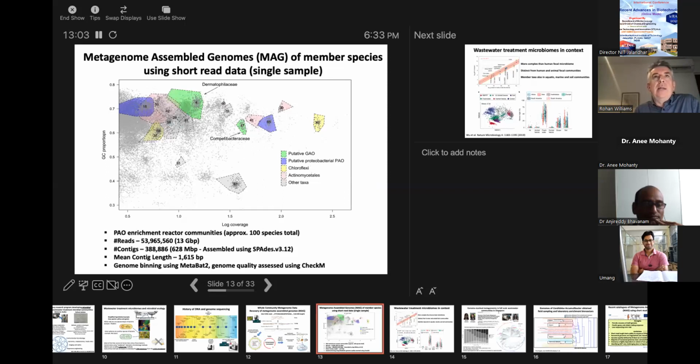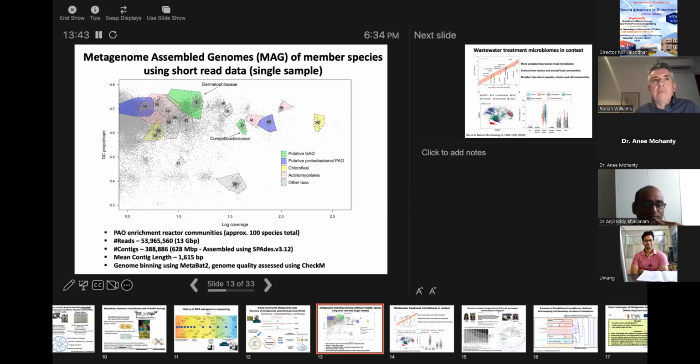So this plot is trying to give you some idea about how complex that is. For example, this is a single sample from an enrichment bioreactor. About 53 million short DNA reads are generated, which can get assembled into just under 400,000 contig sequences, and they're plotted on this diagram here. Each data point is a contig sequence or a scaffold sequence, and here we're showing the coverage, or just how abundant that contig is, and its GC content, just how many G and C nucleotides it has.